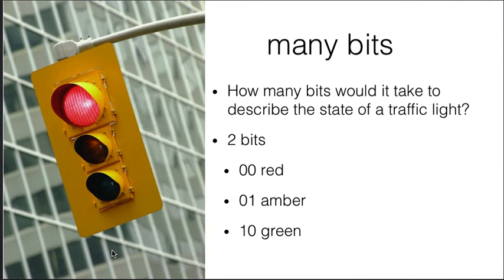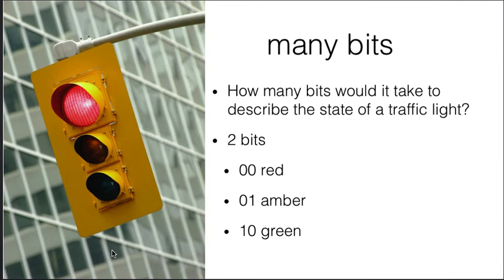The interesting question then is, how many bits would you need to describe the state of a traffic light? So a traffic light could be red, amber, or green. No, I think in some countries, traffic lights are either go or stop. In French, it's a feu rouge, a red light. If it's not red, off you go. But here, we have red, amber, and green. So it has three possible states.